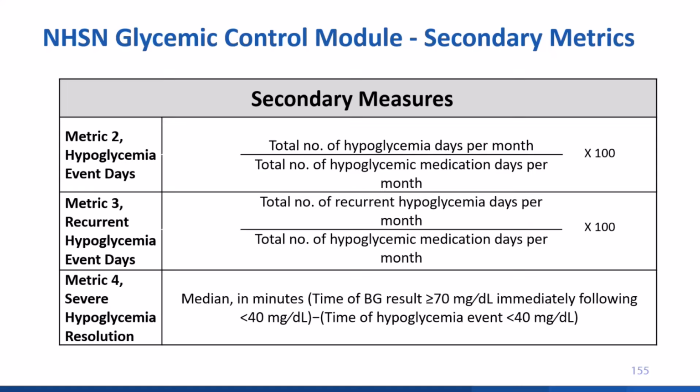For metric 2, hypoglycemia event days is the total number of hypoglycemia days per month over the total number of hypoglycemic medication days per month. Metric 3, recurrent hypoglycemia event days, is the total number of recurrent hypoglycemia days per month over the total number of hypoglycemic medication days per month. And metric 4 is severe hypoglycemia resolution in minutes. It is the median in minutes immediately following the resolution of the hypoglycemia event.